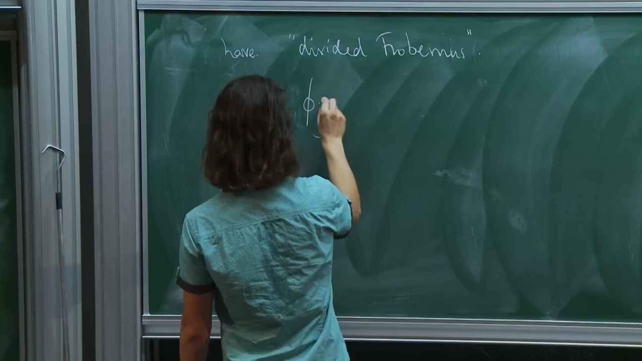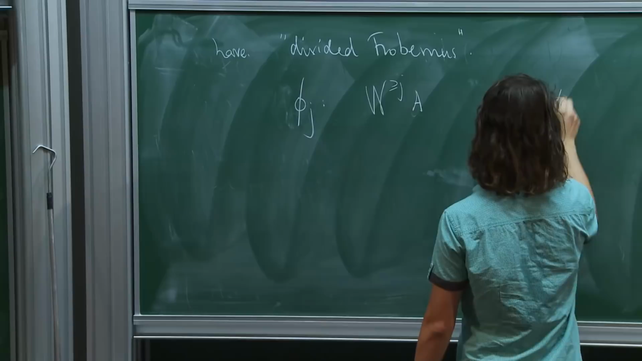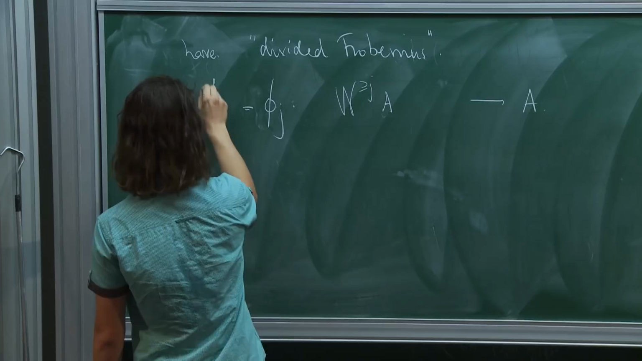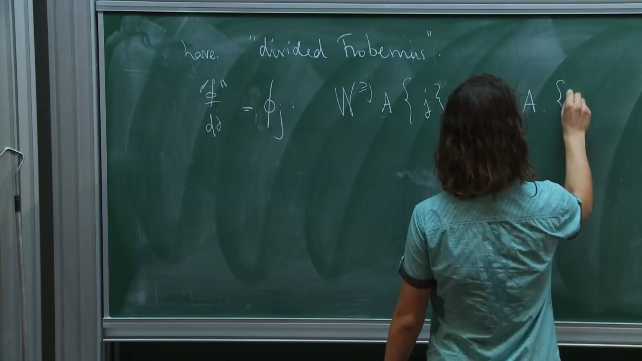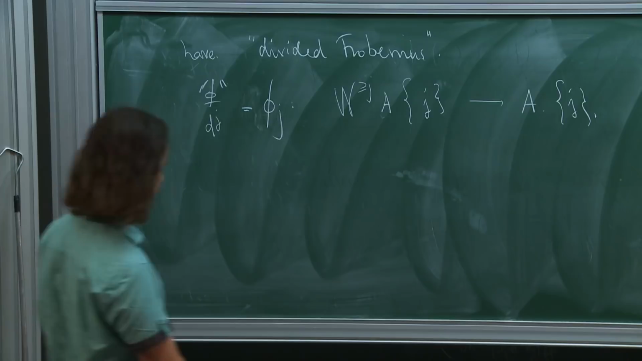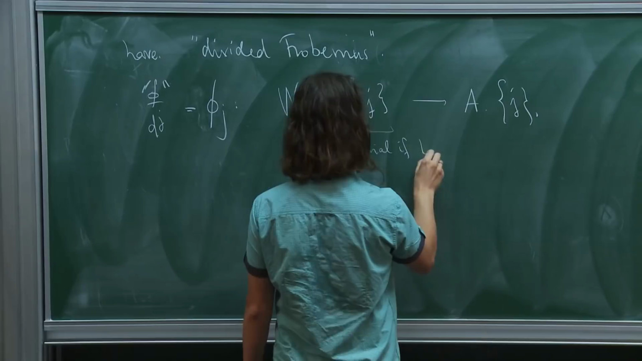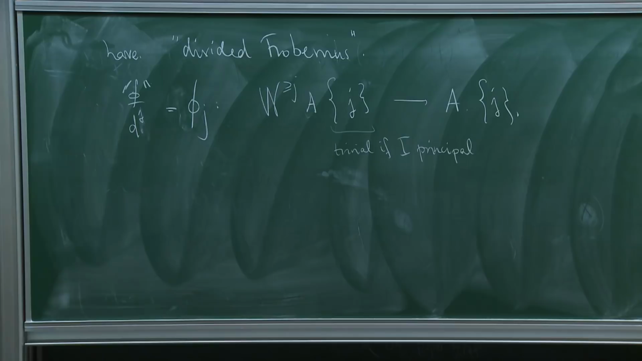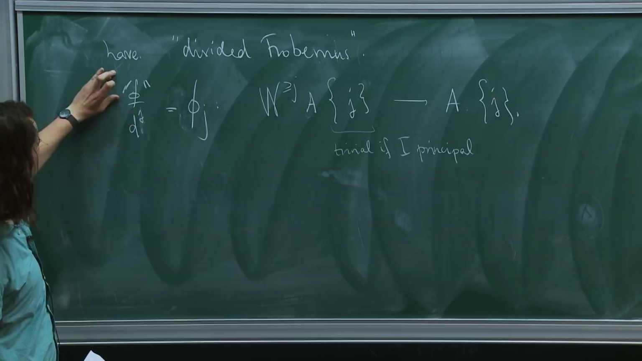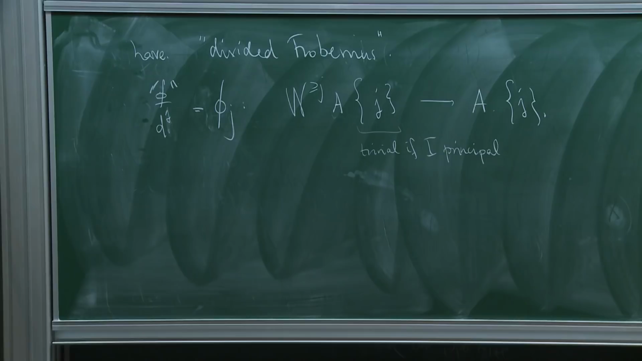I would like to say it goes from A to A, and it's just given by phi divided by d to the j. But I can't quite say this because I don't have, in general, a generator for my ideal I. There is a way to get around this by introducing these Breuil-Kisin twists. So these are trivial if I is principal. If I trivialize I, then for a certain choice of distinguished element, this will just be phi divided by d to the j. You put the same twist on both sides? I put the same twist on both sides, yeah.